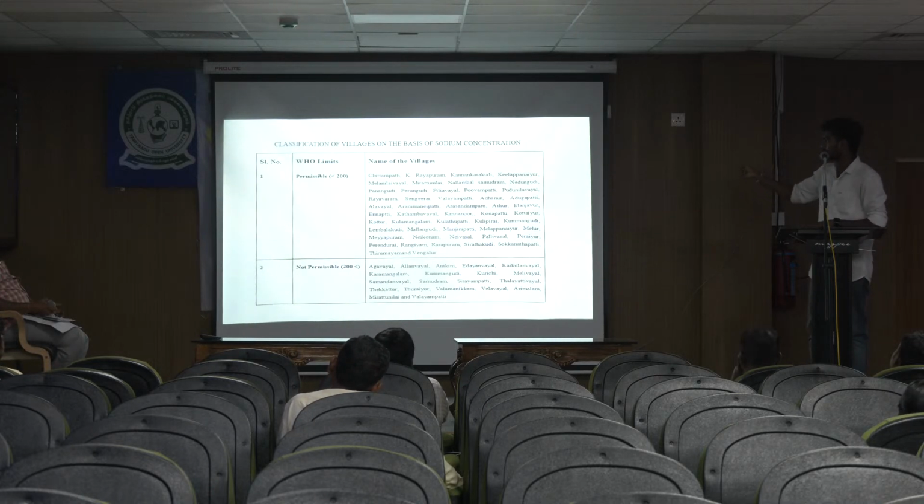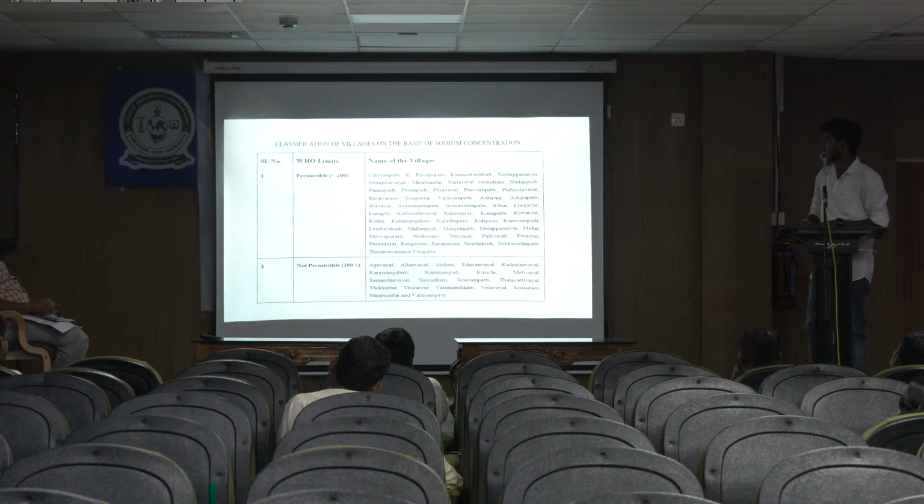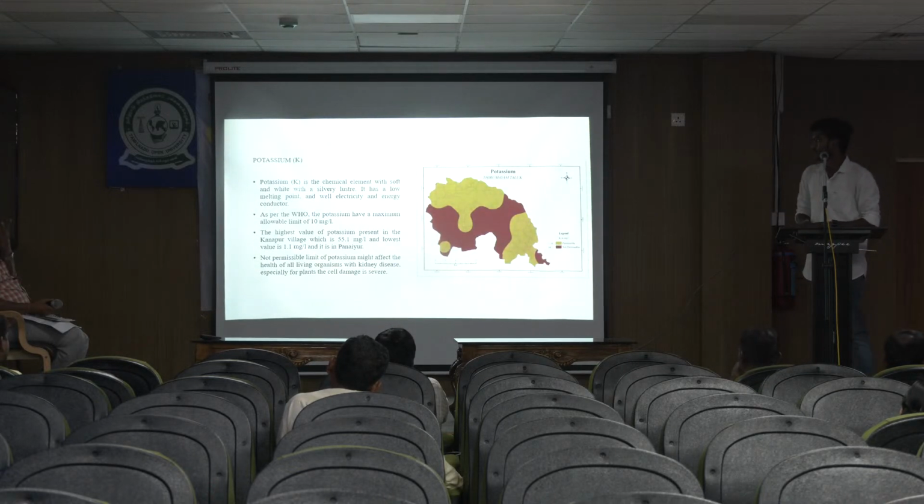This table shows the classification of the villages based on the sodium concentration. Next, potassium.